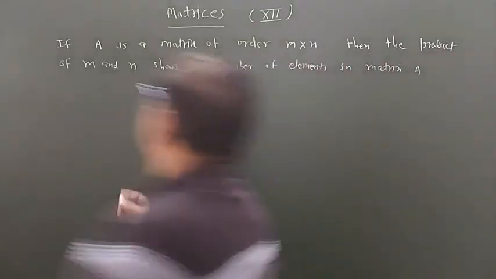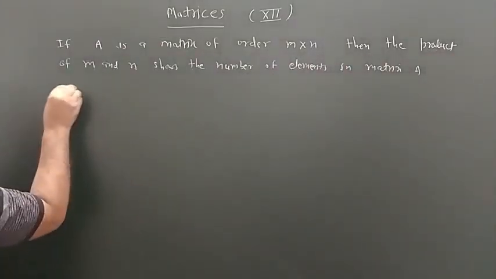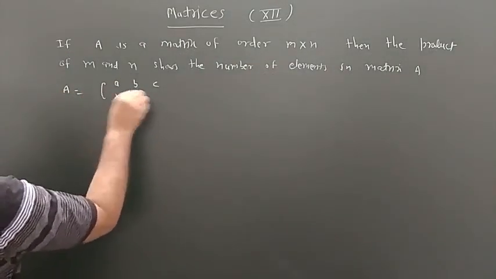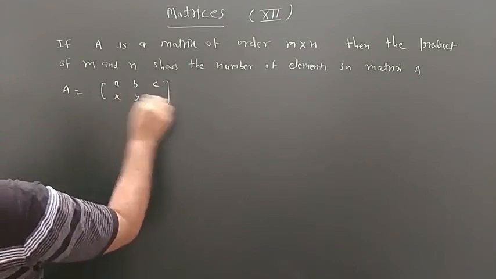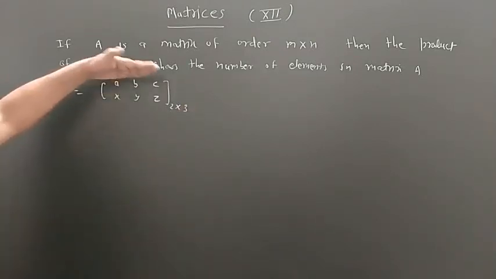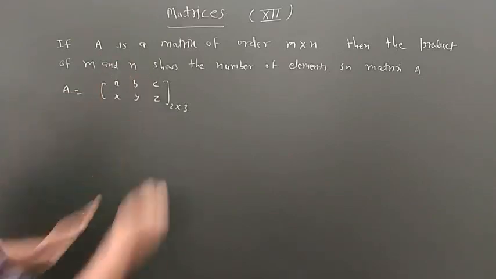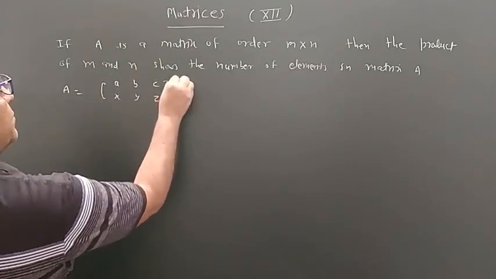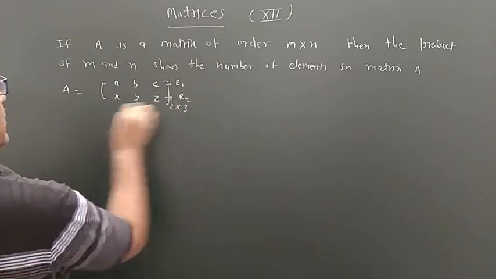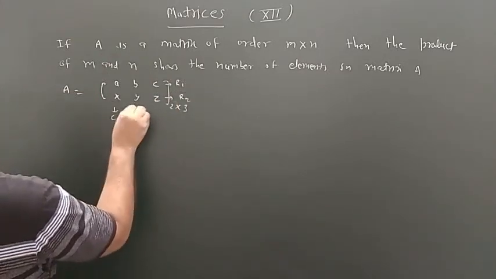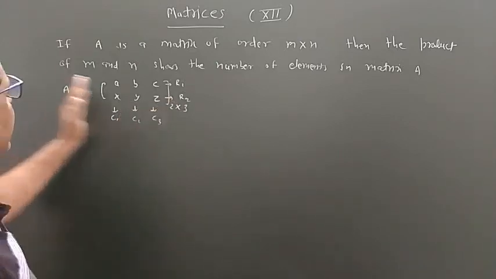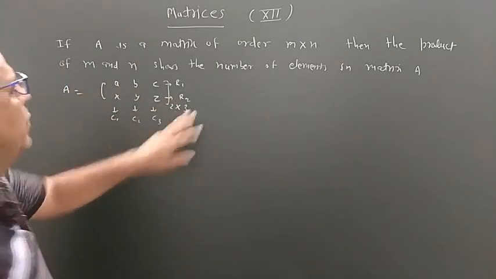For example, A equal to a, b, c, x, y, z. So there are 2 rows and 3 columns. This is the first row. This is the second row. This is the first column, second column, and third column. So this is the matrix A, whose order is 2 by 3.